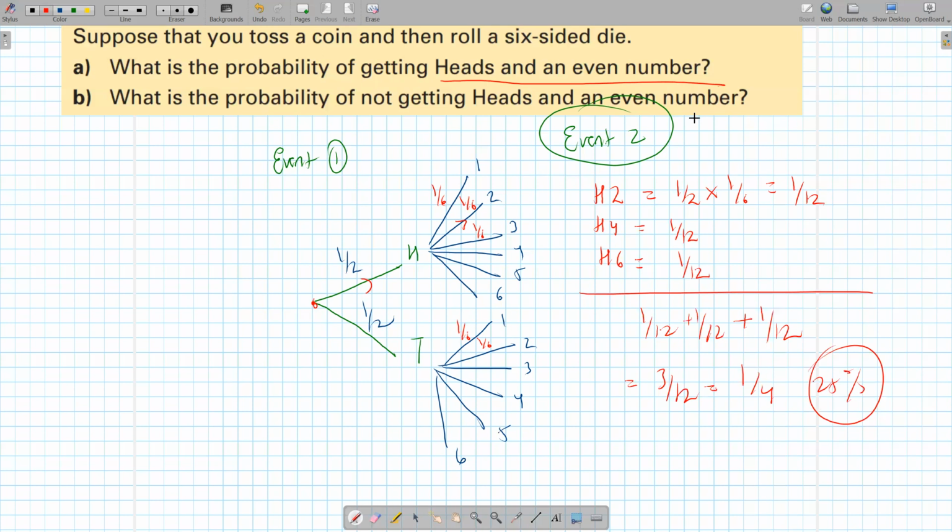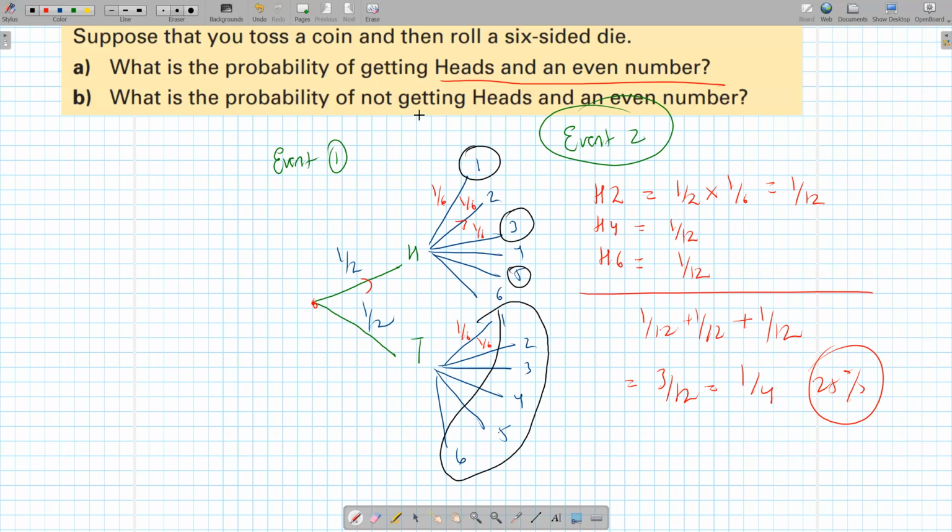Okay. Look at B. What is the probability of not getting head and an even number? So the opposite of this. We don't want heads. We also don't want even numbers. Wouldn't it be the same? No, it would not be the same, because there's more of what we did not include, right? So there's already 3 from the top, 1, 3, 5. And then there's the whole bunch down here. So it's going to be more than that.